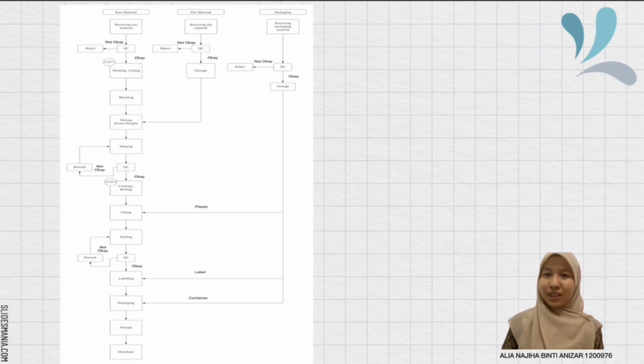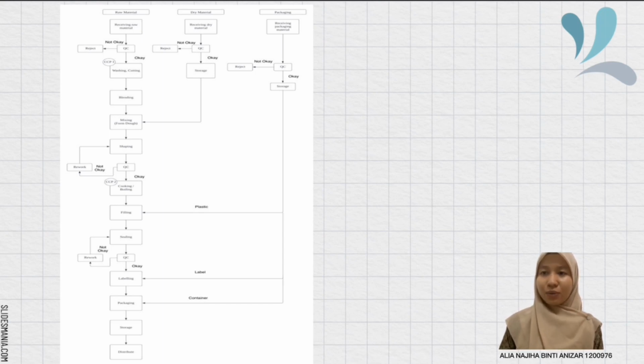This process is done to remove any contaminants such as pollutants and pesticide residue. It is also the same process for the dry material. If it is not okay, it will be rejected, and if the material is safe, then we proceed to the storage to be used later.